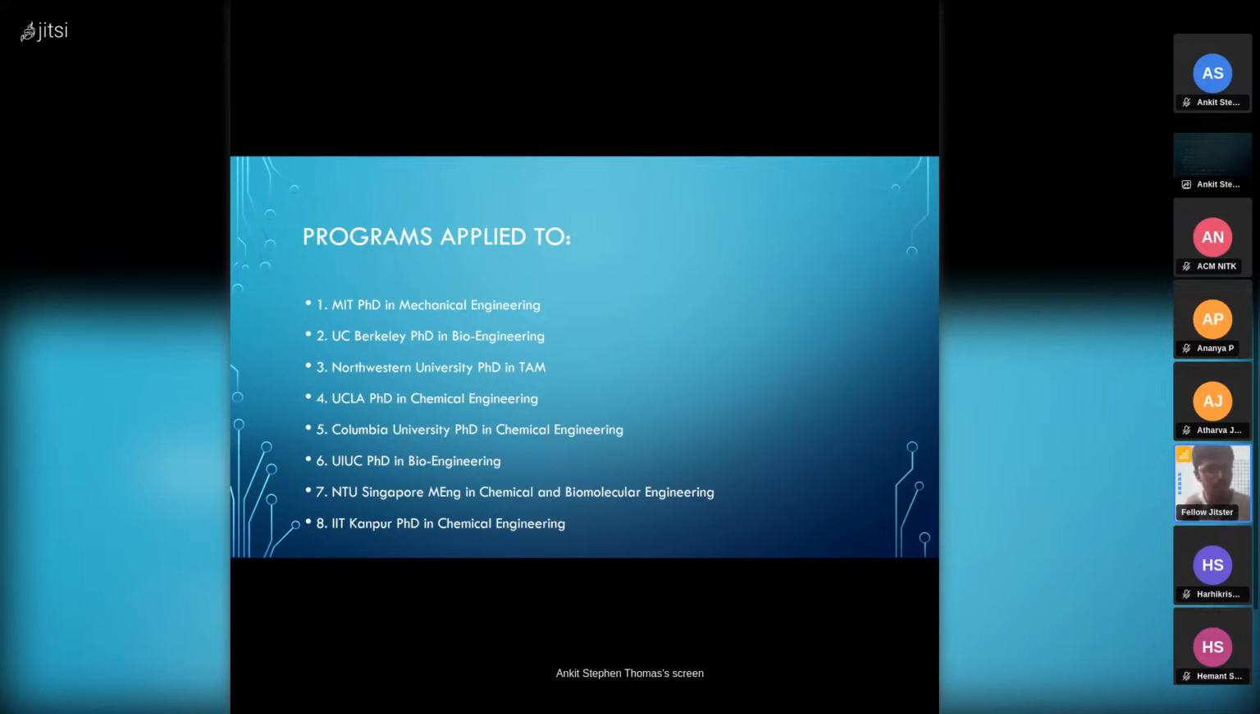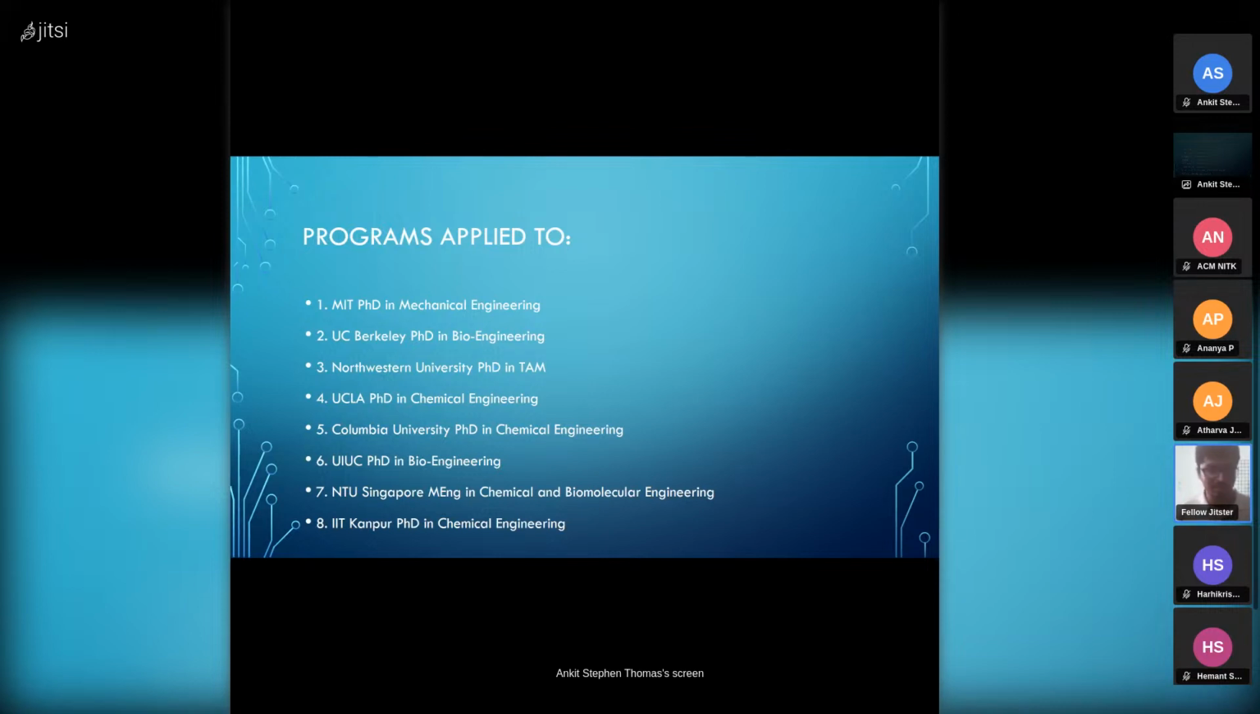Yeah. So the programs that I applied to, in the initial phase itself, I had decided that I would go for a PhD over an MS. I had a couple of reasons in mind. The first one being, I have not explicitly written over here, but I'll just talk through those points.